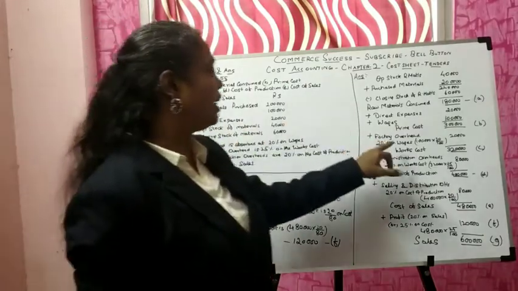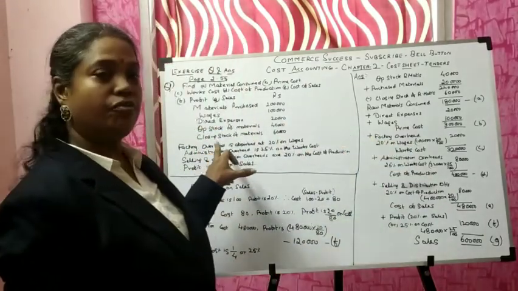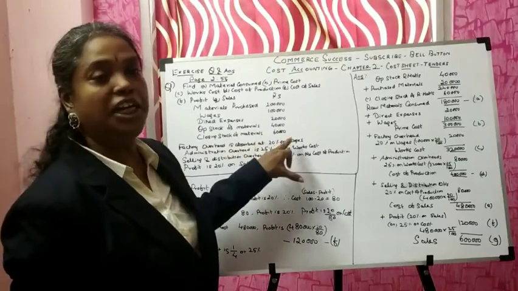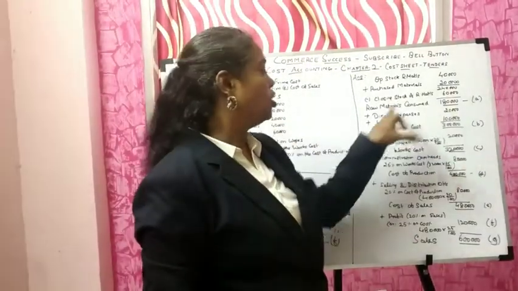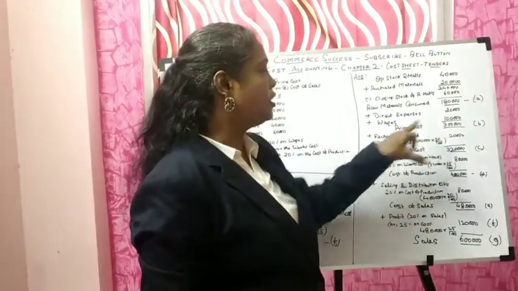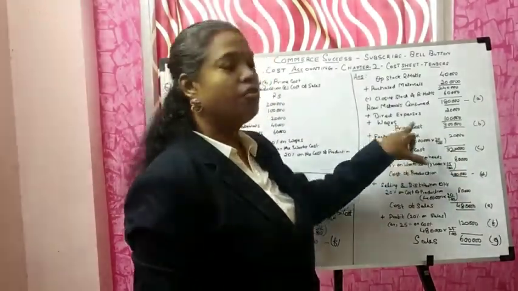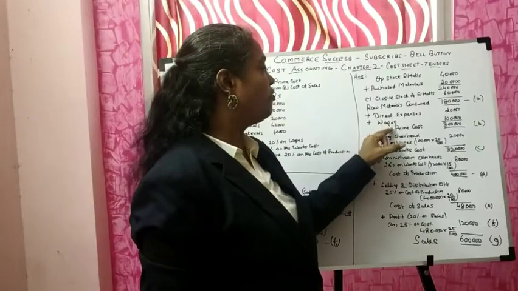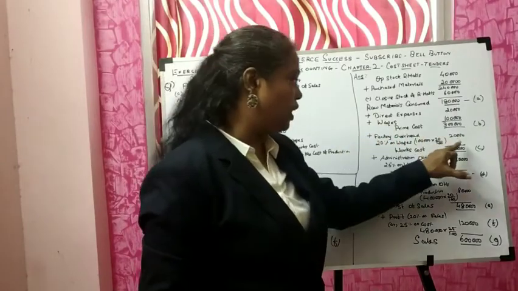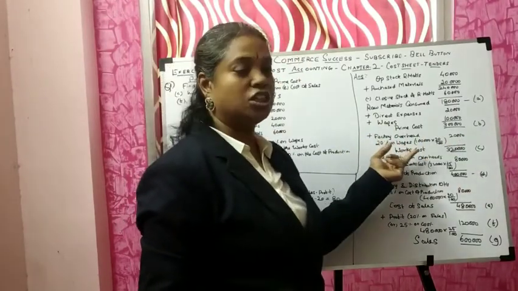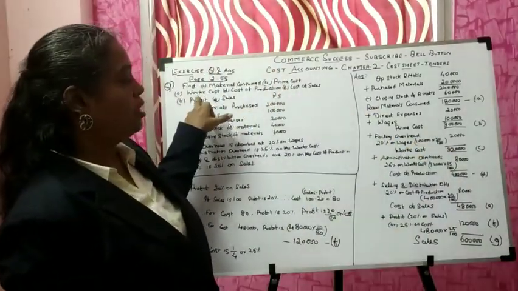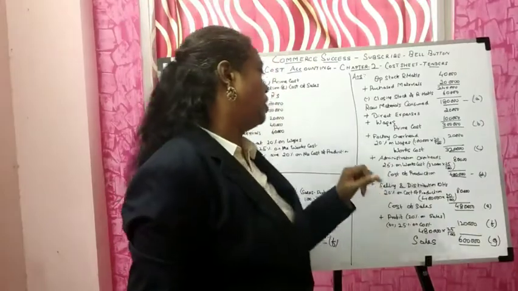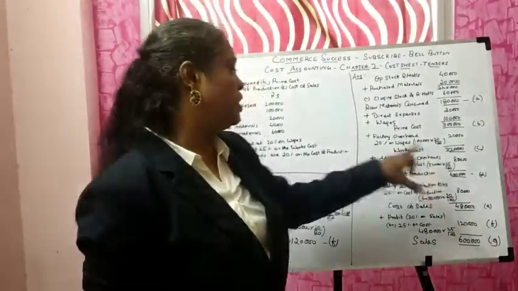Then you add the factory overheads. What is given? Factory overhead is absorbed at 20% on wages. So what is the wages? Wages is 1 lakh. So 20% on 1 lakh is 20,000, which is our factory overheads. So after the prime cost, add the factory overhead 20,000. So you get the works cost, which is 3,20,000. This is your third answer. C, works cost 3,20,000.